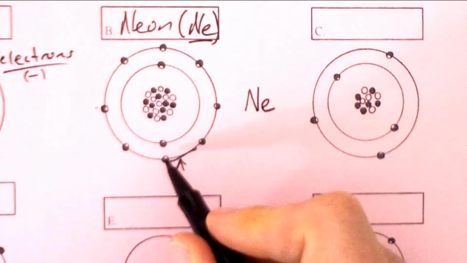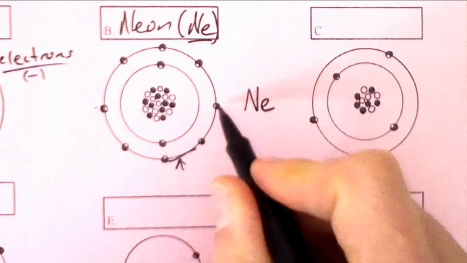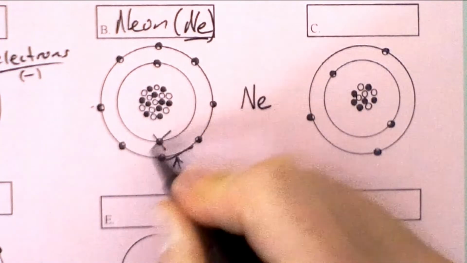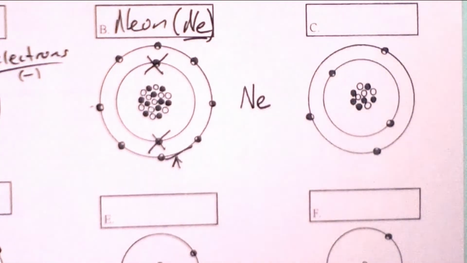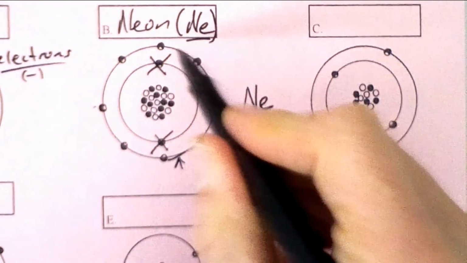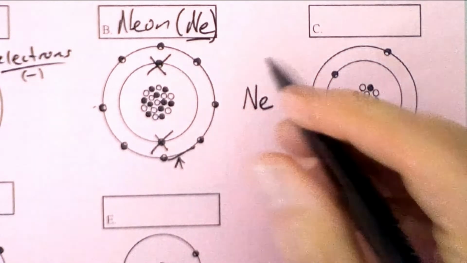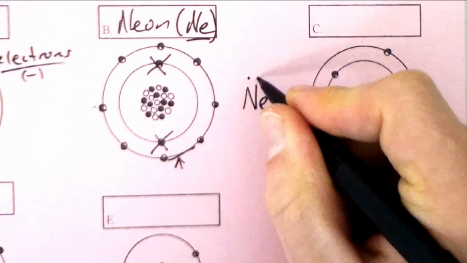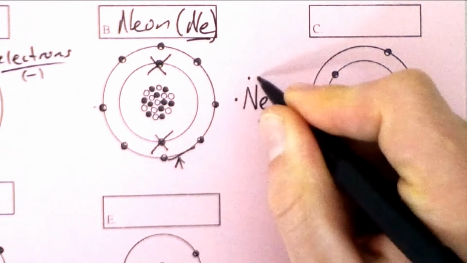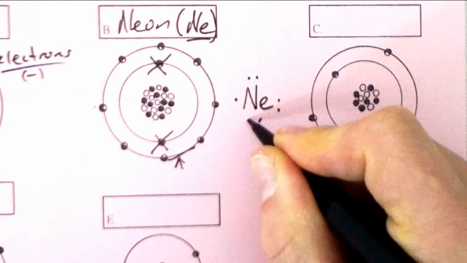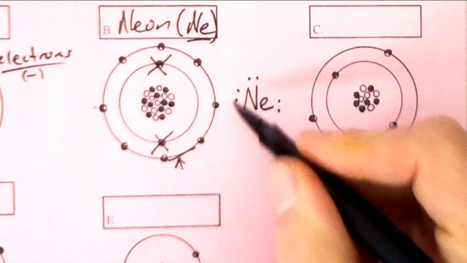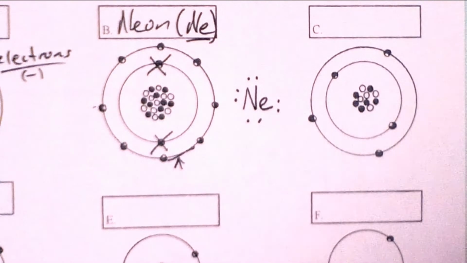and we count the number of valence electrons, so 1, 2, 3, 4, 5, 6, 7, 8. We don't count these interior ones because those ones aren't part of the reaction when we have chemical reactions. We only count the ones on the outer shell. So this is 8, so we start putting dots around. 1, 2, 3, 4, 5, 6, 7, 8. 8 electrons around neon, so we can see it has a full valence shell.